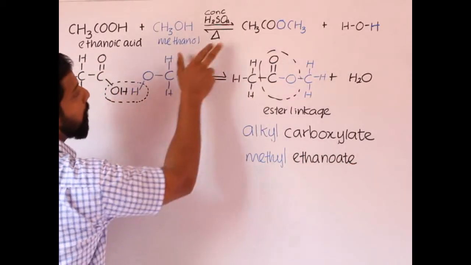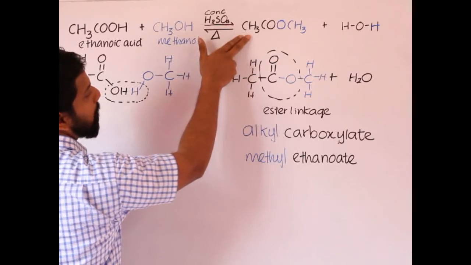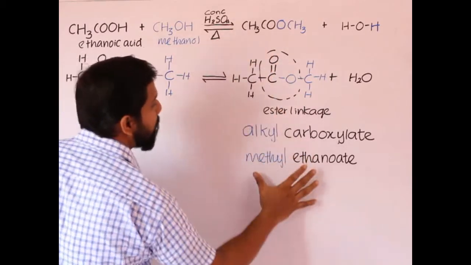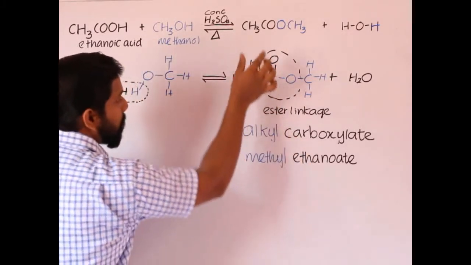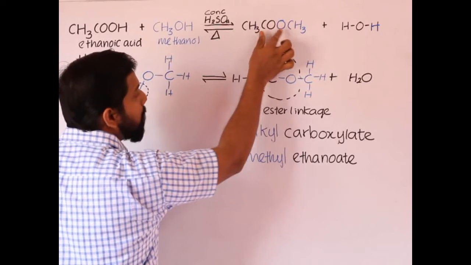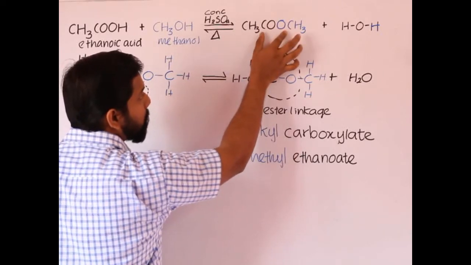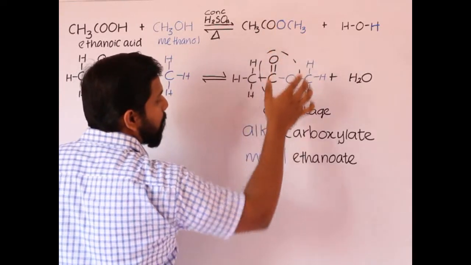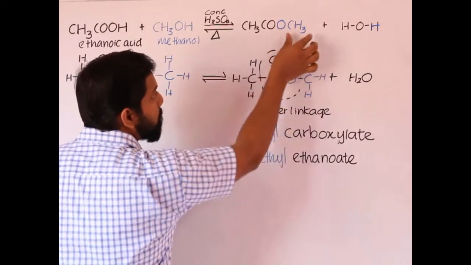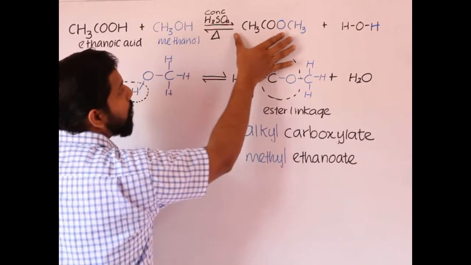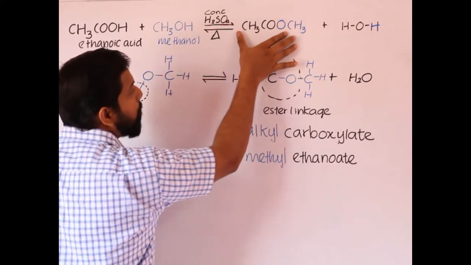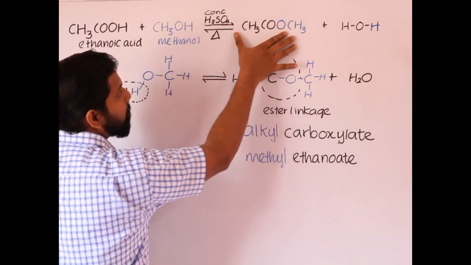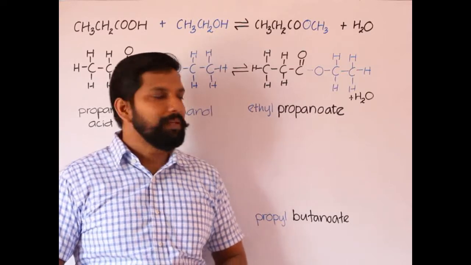Let's have a look at its condensed formula. See whether you can understand the structure from its name. Let's try to figure out the ester bond, COO, and the part that came from the alcohol side. You have only one carbon, so it's methyl, and you have the part that came from the carboxylic acid, which is ethanoate. Let's do our second example.